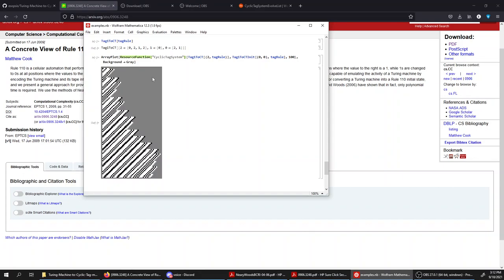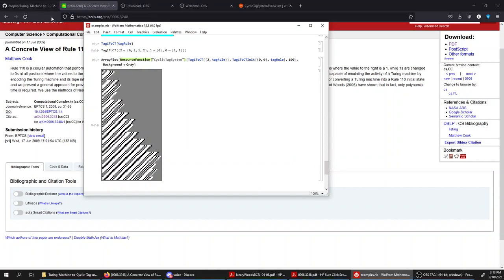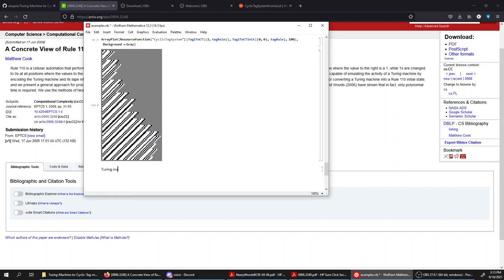So how about we'll start from a cyclic tag system and go backwards, because basically it goes from an arbitrary Turing machine to a Turing machine with only two states, two tape states, and then, wait, I mean a clockwise Turing machine, and I'll explain what that is later.